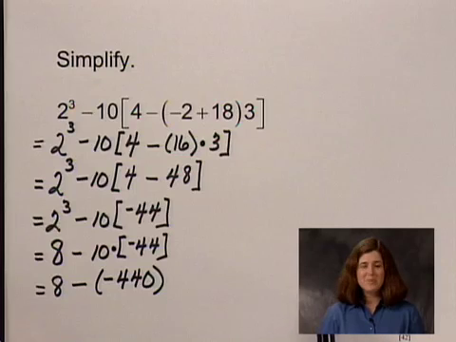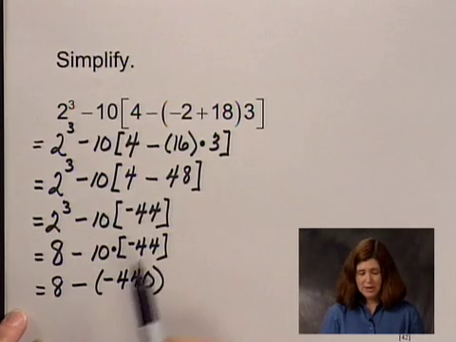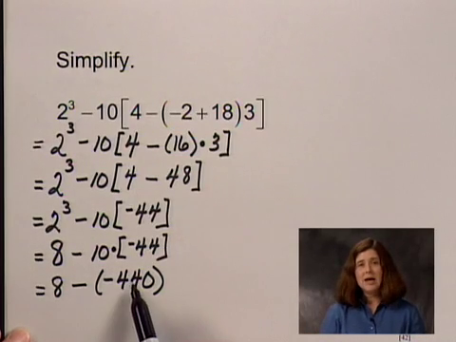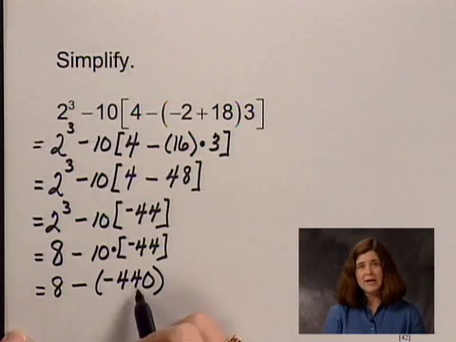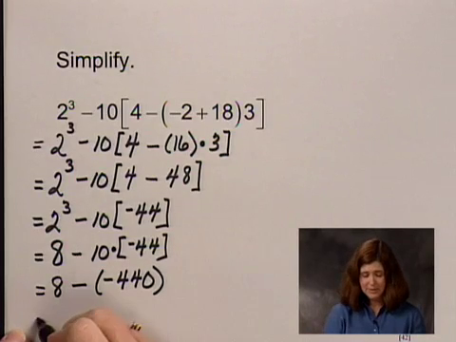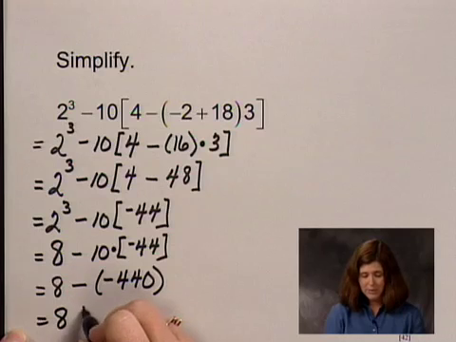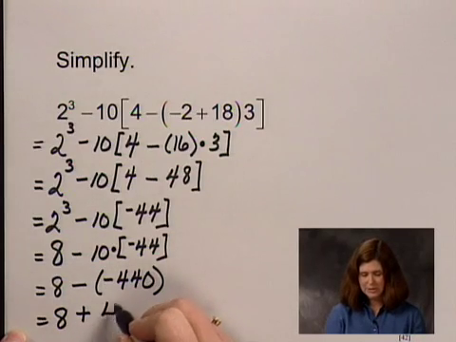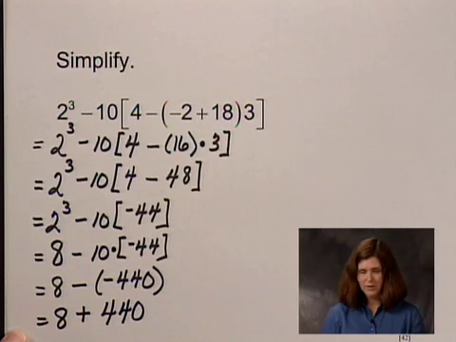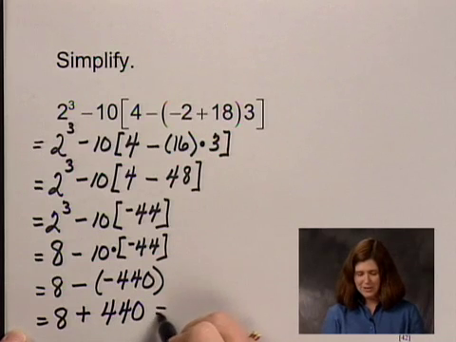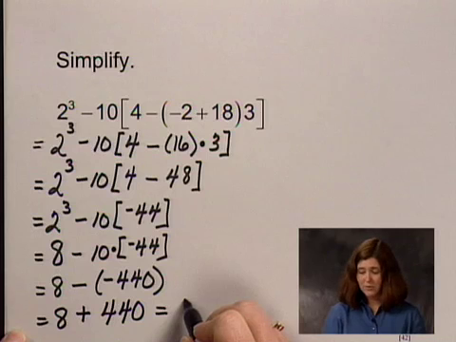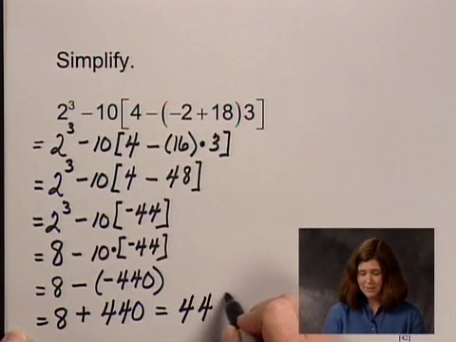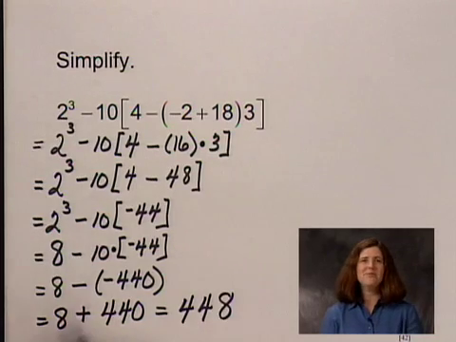Now I want to perform the last operation, which is subtraction. I want to subtract a negative number. When I subtract a number, I can add its opposite. So this is 8 plus the opposite of negative 440, which is positive 440. And I can finally do the addition and get 8 plus 440 is 448. And that's the simplified form of that expression.